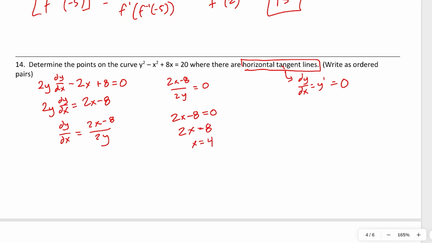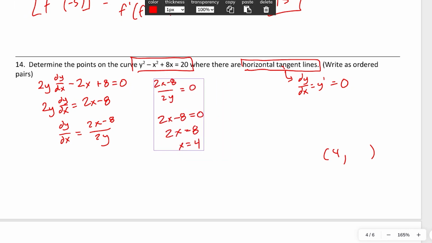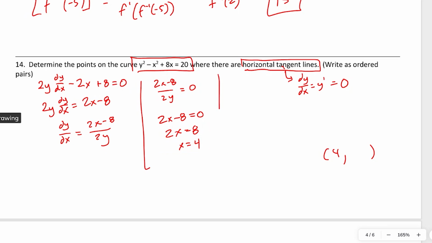So I do need ordered pairs. I got the x value where that horizontal tangent line is. So it's going to be 4 comma something. But I'm going to go back and actually solve the original equation to find out what that y value is. Let's move this over a little bit. Going to separate out what we're doing here.